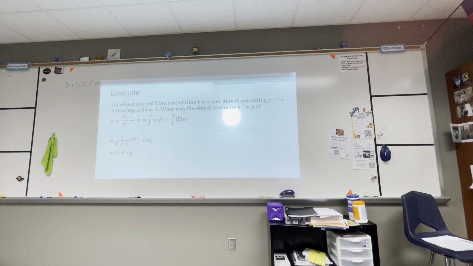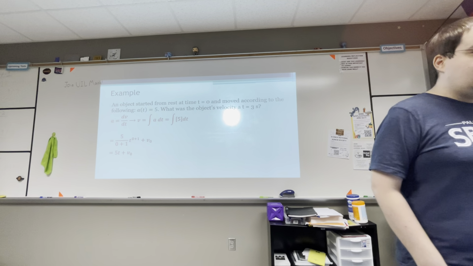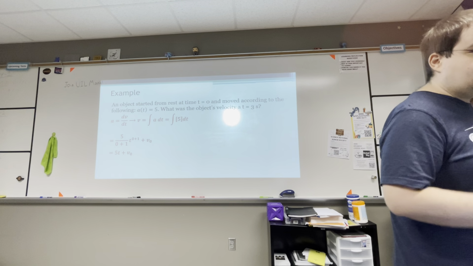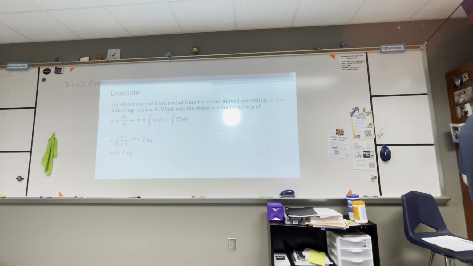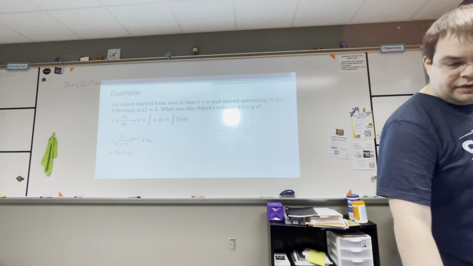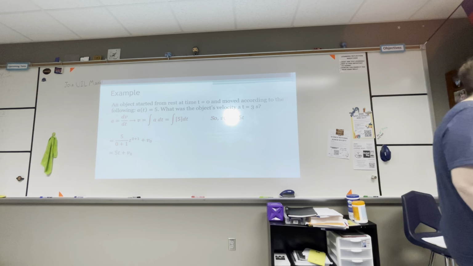We want to know what's the object's velocity at 3 seconds. Plug in that 3 seconds. Or, well, let me say this. What is our initial velocity? 0, because it says at time t equals 0, it's 0. So the v naught actually goes away. So we just actually have v(t) equals 5t.